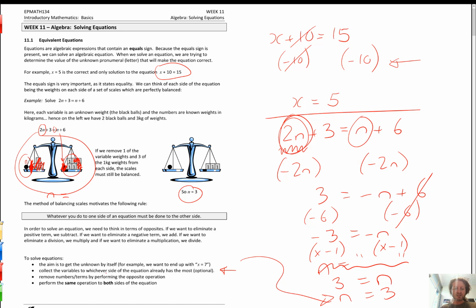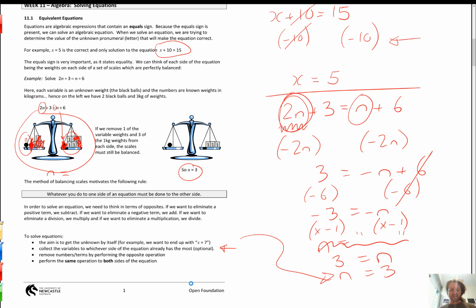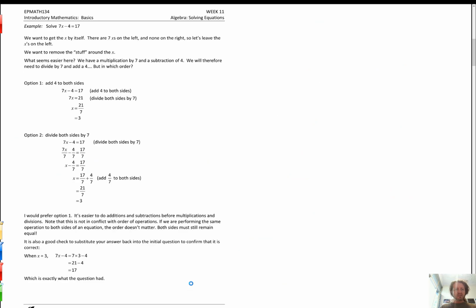I've already discussed collecting the variables to whichever side has the most. Remove numbers and terms by performing the opposite operation. That's what we've been doing. And perform the same operation to both sides. Okay, I'm repeating myself a bit here. Let's go to the next page. We've got an example.